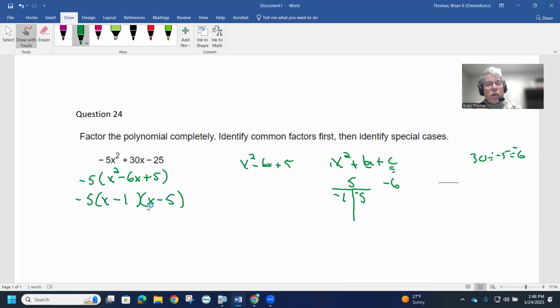Now, if we want to multiply that all back out, that would give us back the original polynomial. But they wanted it in factored form and completely factored. So if we stopped here, this would not have been completely factored. We'd have to go one more step to be completely factored.